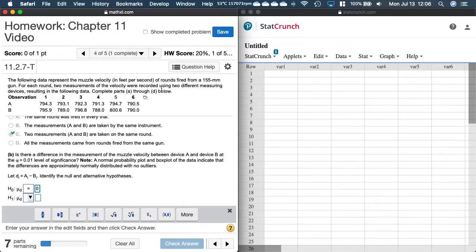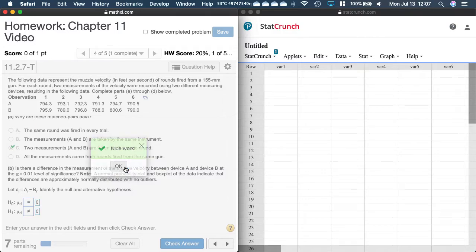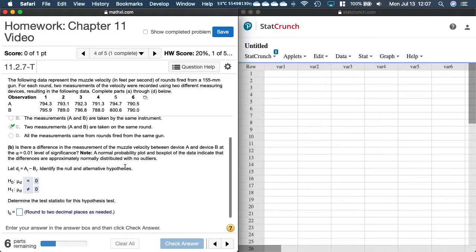So notice up here, we're using two different measuring devices. We want to know: is there a difference in the measurement of the velocity? We're not given bigger or greater, we just want to know if there is a difference, so we'll use not equals. This formulates our null and alternative hypotheses, and it's always on the mean of the differences. Okay, we got our green box, so we're off and running.